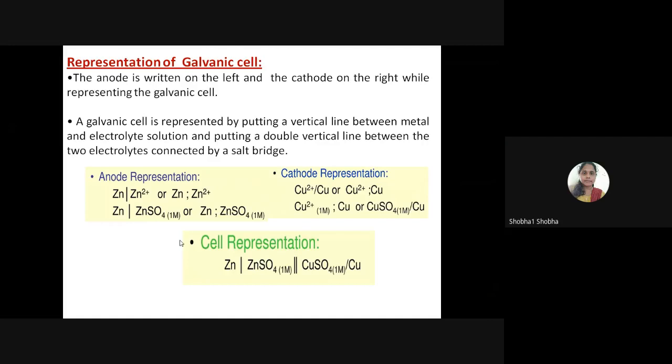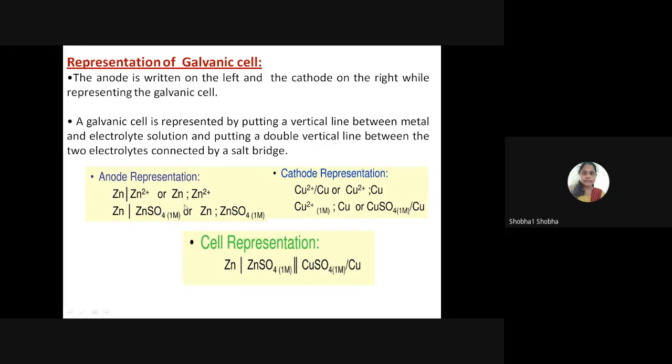Now, the representation of a galvanic cell. Anode is written on the left side and the cathode is written on the right side. In a galvanic cell, here is the electrode and electrolyte. This is my electrode, zinc electrode, and the electrolyte is zinc sulfate. And how much is the concentration? 1 molar. So both are separated by a slash or a line between them. And this is the anode representation.